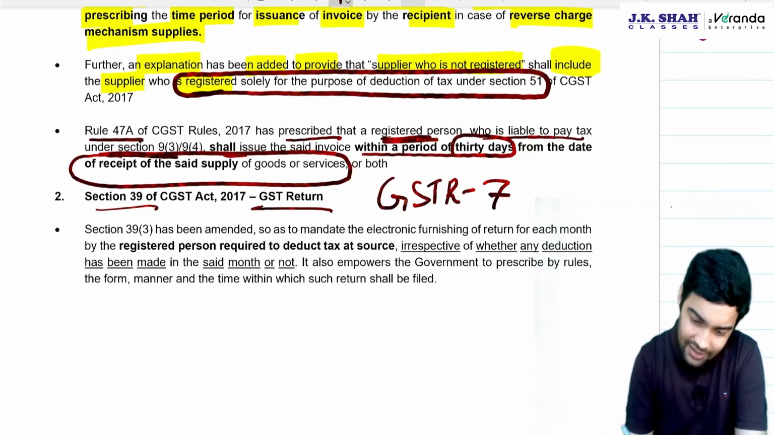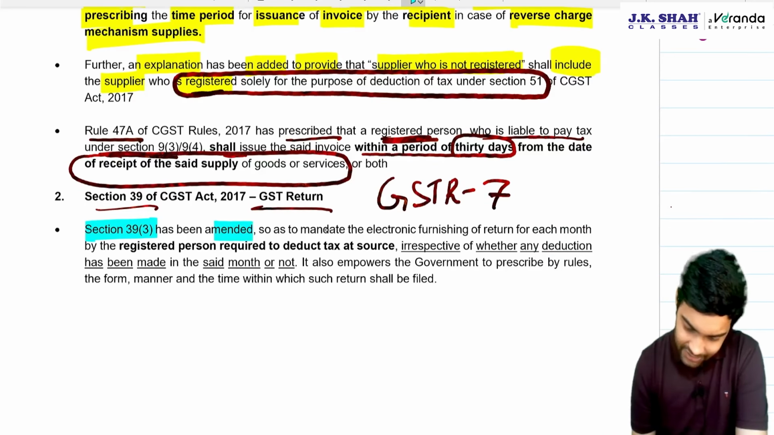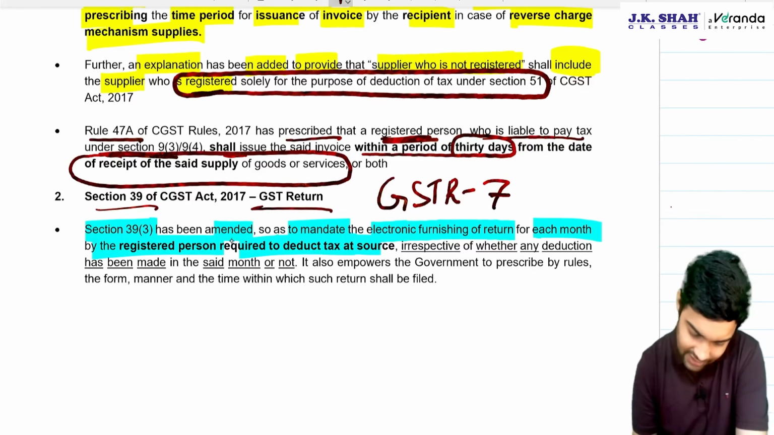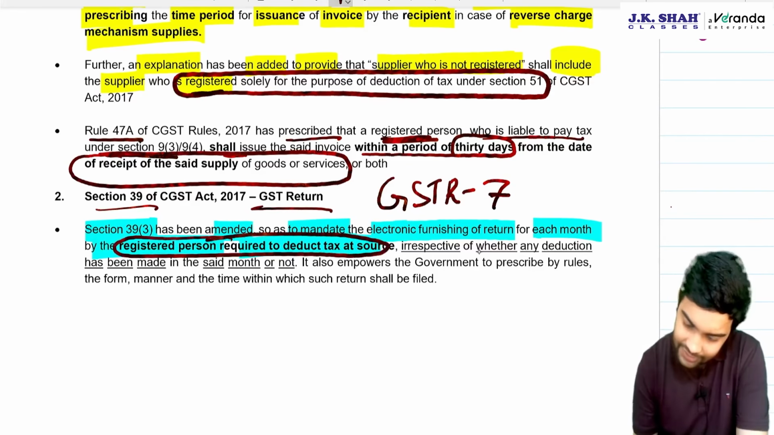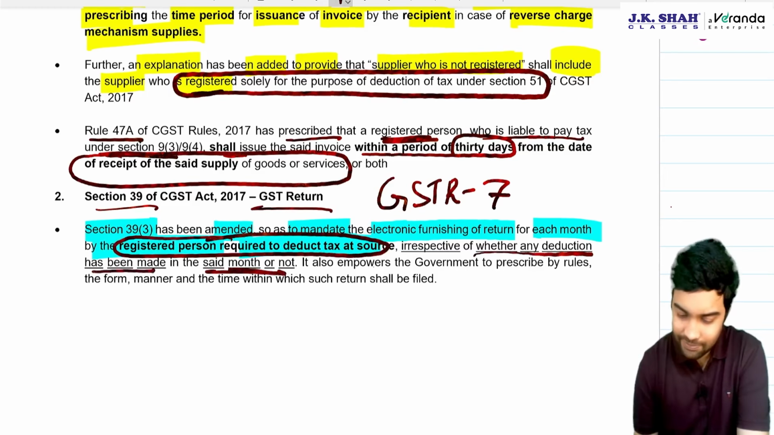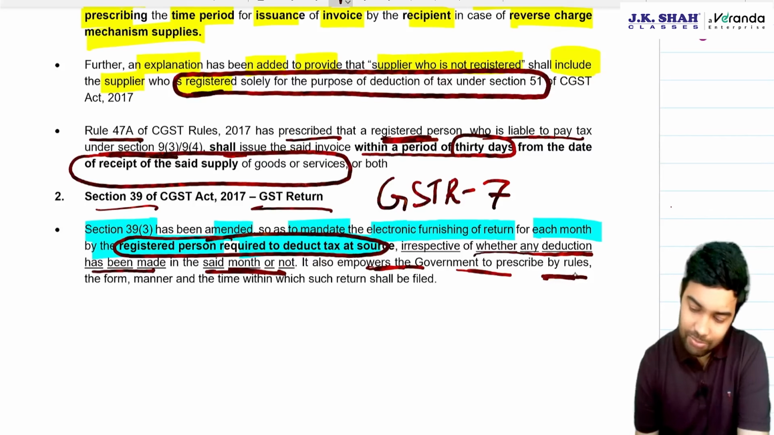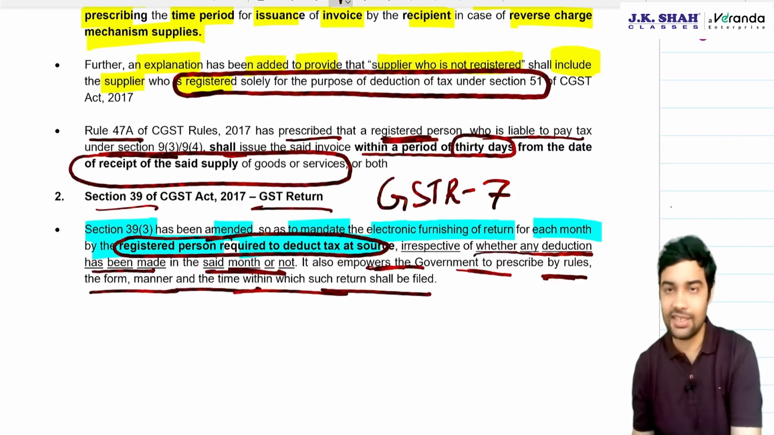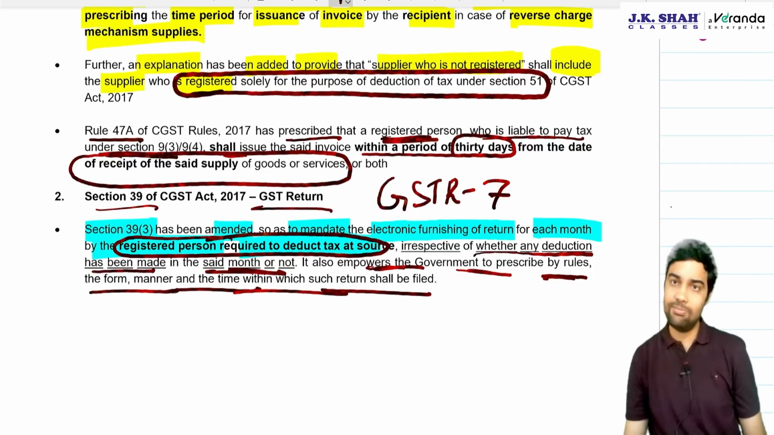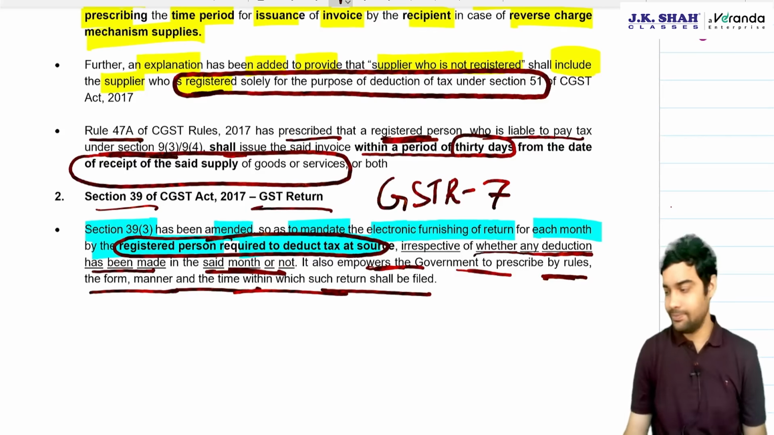Let's see. Section 39(3) has been amended so as to mandate the electronic furnishing of return for each month by a registered person required to deduct tax, irrespective of whether any deduction has been made in the said month or not. It also empowers the government to prescribe by rules the form, manner and time. What has government prescribed? Rule 67 has been amended for this. Clear? Yes.